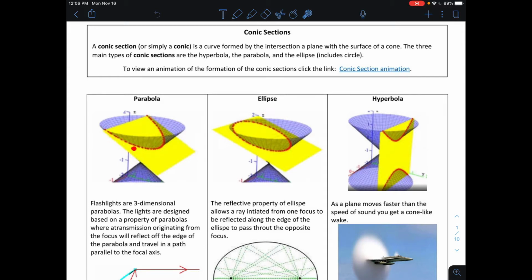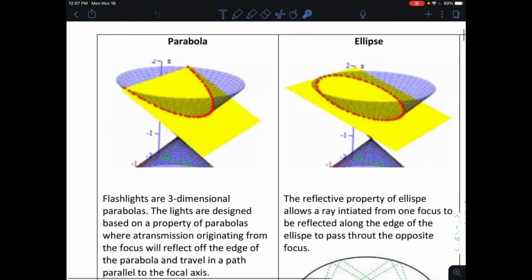One way for the intersection of the plane and the cone would be to form a parabola. A second way would be an ellipse, where I'm going to group together the ellipse and the circle. And then a third one would be a hyperbola. In this video, we're going to focus on the conic section of the parabola, where the intersection between the plane and the cone forms a parabola.